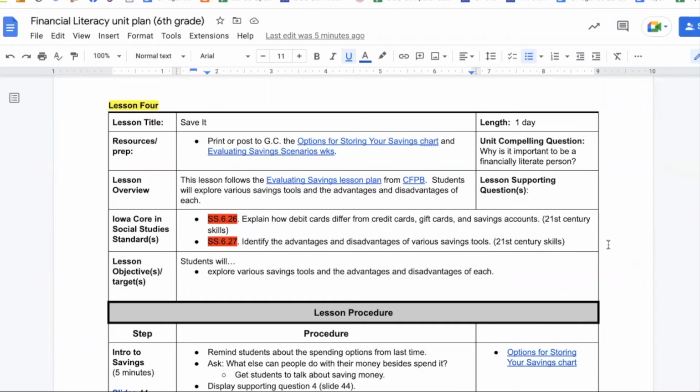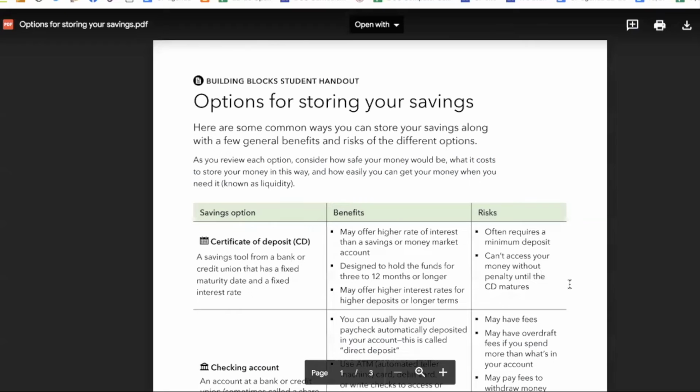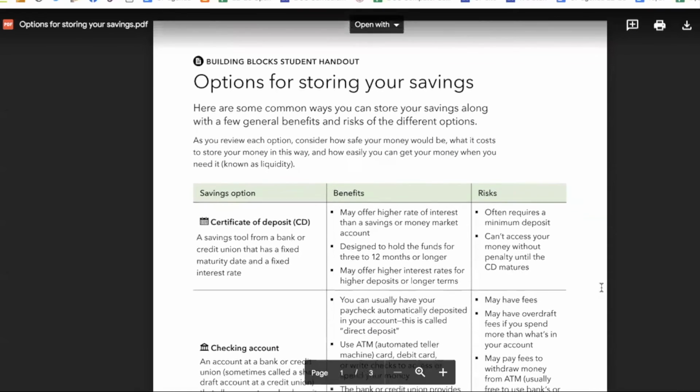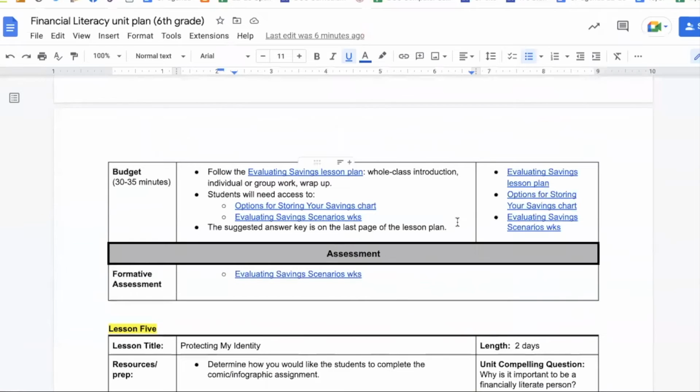Lesson 4 is called Save It, and takes 1 day to complete. And in this one, we're going to focus more on the aspects of how to save money, the various saving tools available, and the advantages and disadvantages of each. We introduce this lesson by asking what people can do with their money besides simply spending it. We can talk about saving it and that there are a few options for savings accounts.